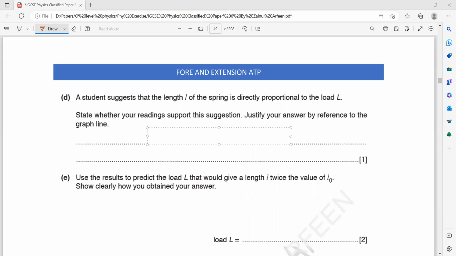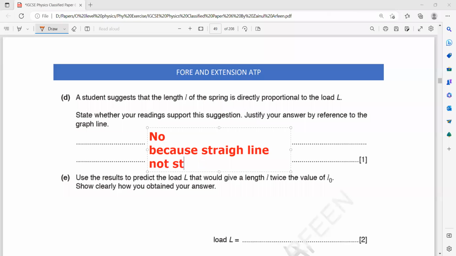And the reason is that the straight line is not starting from the origin. Origin means 0 comma 0. Let me give another example. So the straight line was not starting from the origin, that's why.